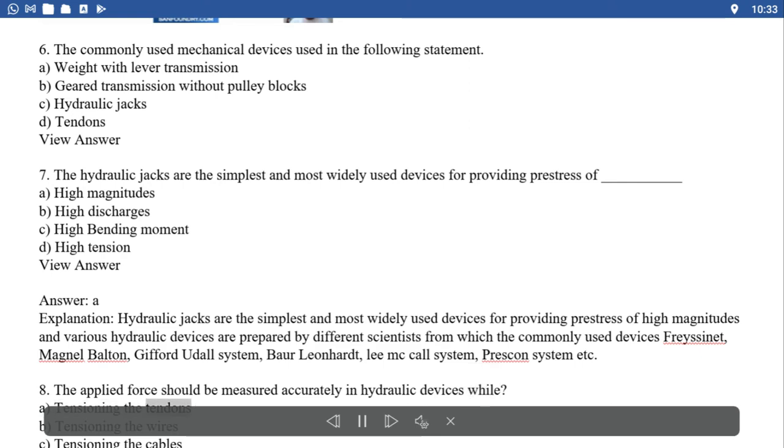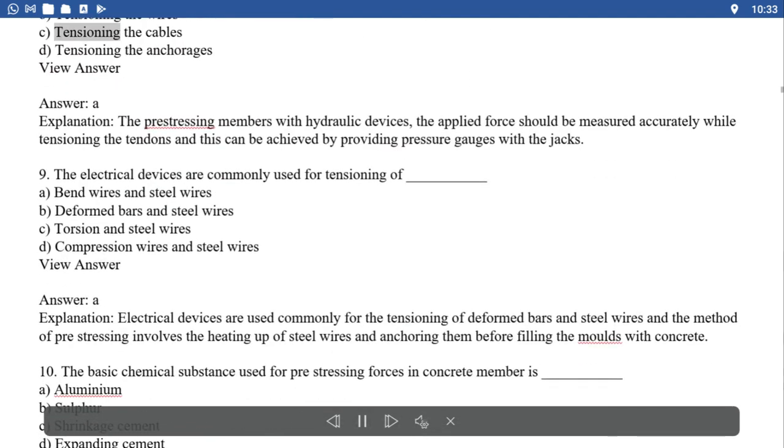8. The applied force should be measured accurately in hydraulic devices while ______. A. Tensioning the tendons. B. Tensioning the wires. C. Tensioning the cables. D. Tensioning the anchorages. Your answer: Answer A. Explanation. In prestressing members with hydraulic devices, the applied force should be measured accurately while tensioning the tendons, and this can be achieved by providing pressure gauges with the jacks. 9.